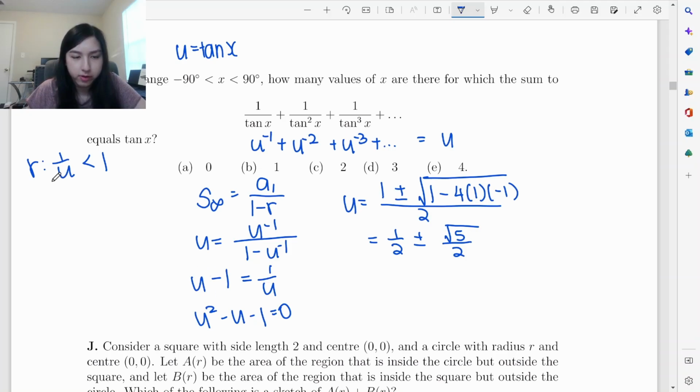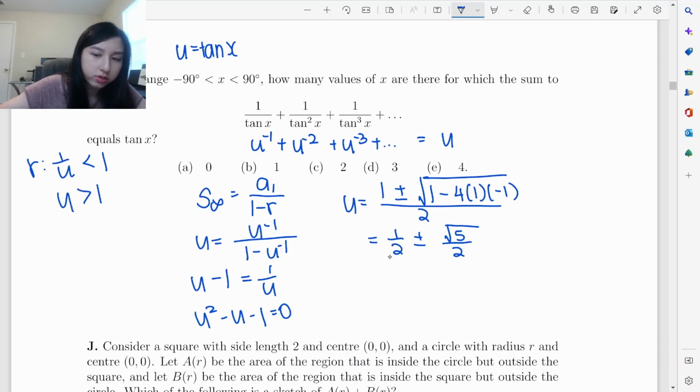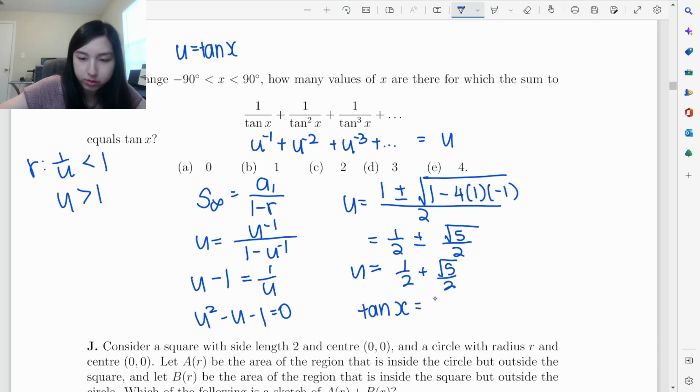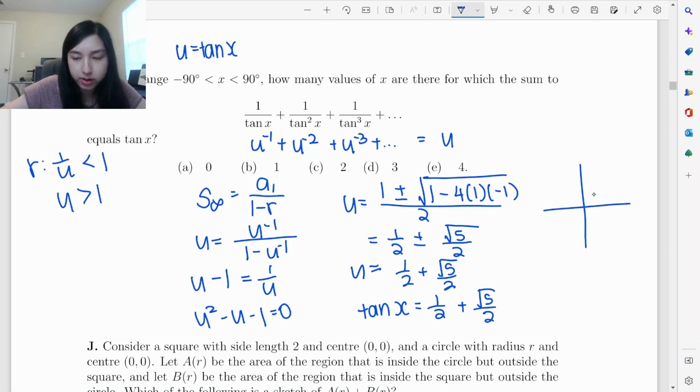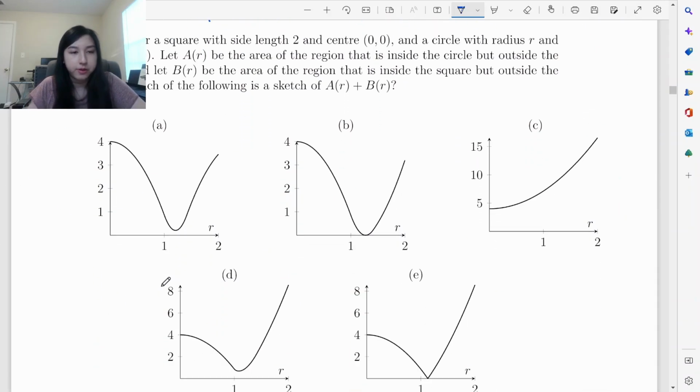Okay, so if 1 over u has to be less than 1, u has to be greater than 1. So that means u has to be 1/2 plus square root 5 over 2. So tangent x must equal 1/2 plus square root 5 over 2. If it's -90 to 90, which is A and C, can't be in the 4th quadrant, it has to only be in the 1st quadrant. The answer is just going to be B. Okay, great. Let's look at J.